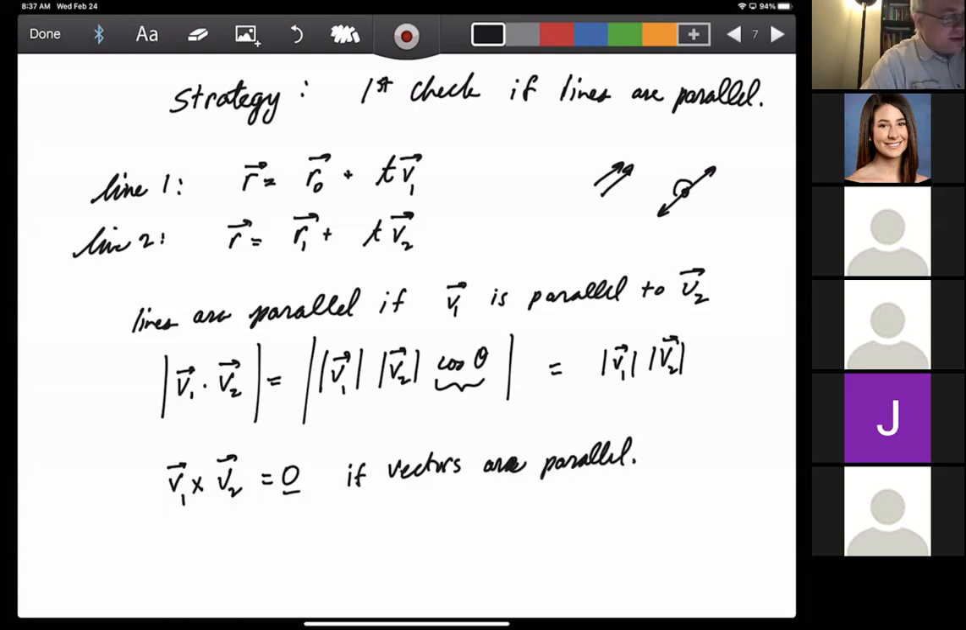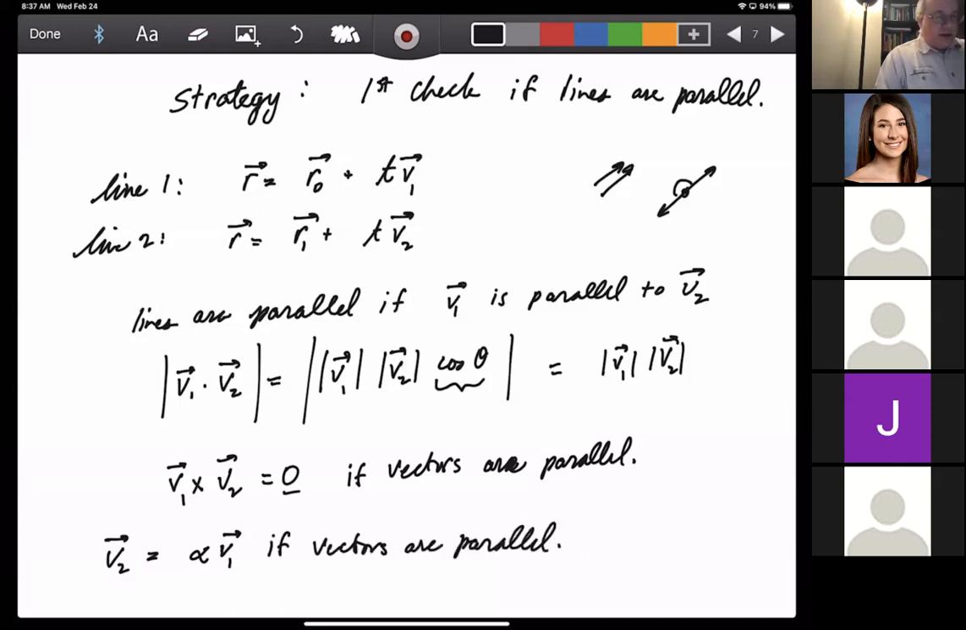But maybe an easier way is to just look at the two vectors. If you can build one as a scalar multiple of the other, so a non-zero scalar multiple of the other, the vectors are parallel.